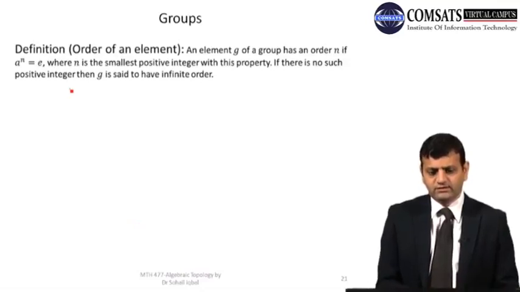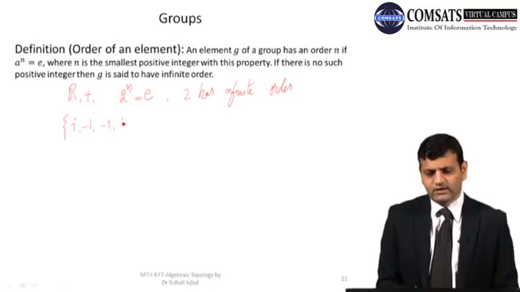So for example, consider R under addition. If I take an element 2, does there exist any positive integer n such that 2 raised to power n is equal to identity? Of course there is nothing like this. So basically this element 2 has infinite order.